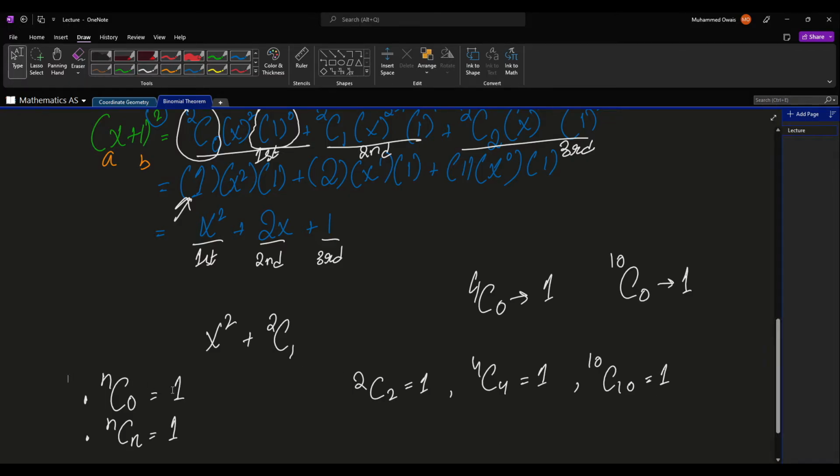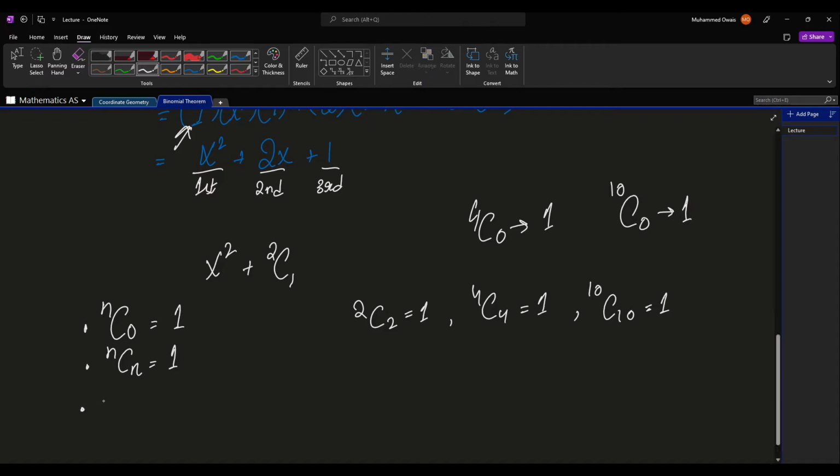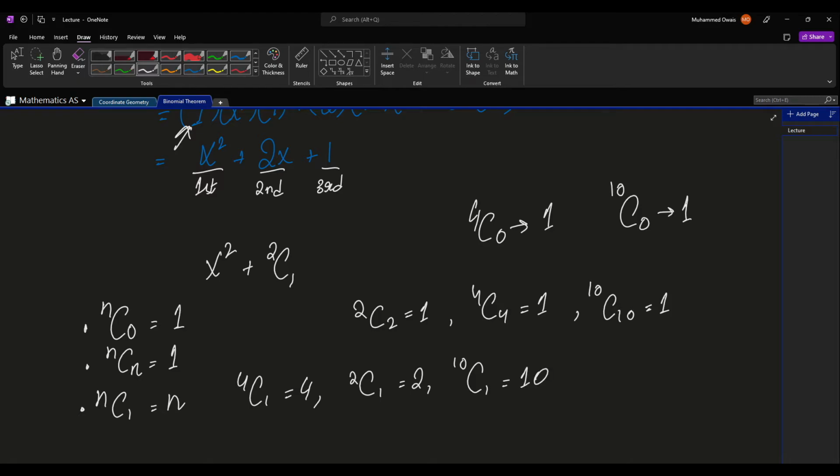Now then, there is another thing that you need to remember, that anything which is with c1 will always give you the n. What I mean by this is, if I do 4c1, it will give me 4. If I do 2c1, it will give me 2. If I do 10c1, it will give me 10. So what we can see here is that anything with c1 will always give me the number that I applied with the c. Basically, it will give me n back. So once again, you do not need to plug it into your calculator. Just remember that this gives you that.